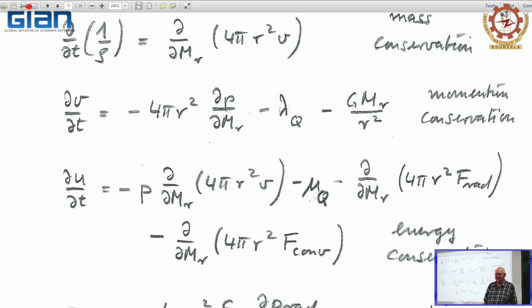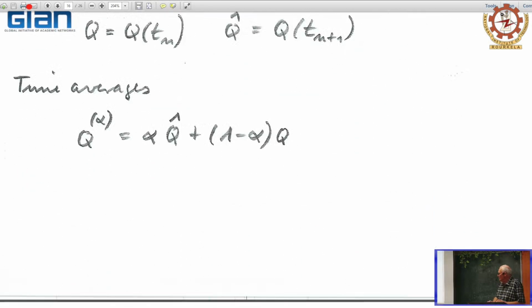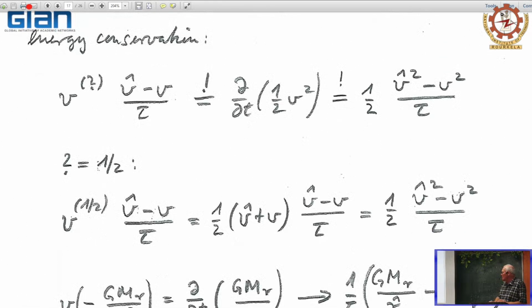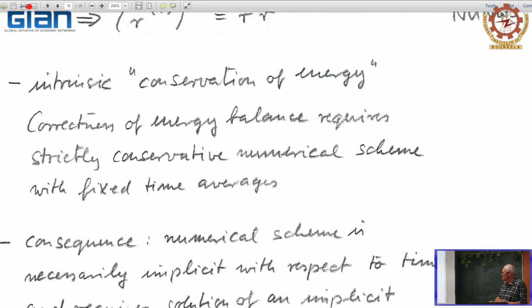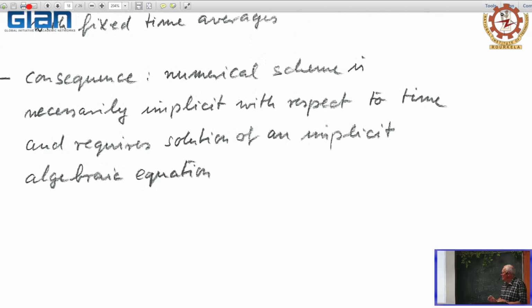And this is called a scheme which is implicit with respect to time, because in that case you have to solve an implicit algebraic equation. This is a bit more complicated than an explicit numerical scheme, but let's consider what an explicit and an implicit scheme with respect to time really is. So the numerical scheme is necessarily implicit with respect to time and requires a solution of an implicit algebraic equation.